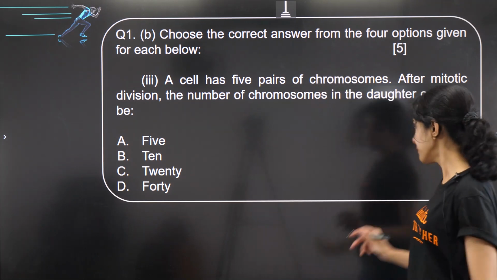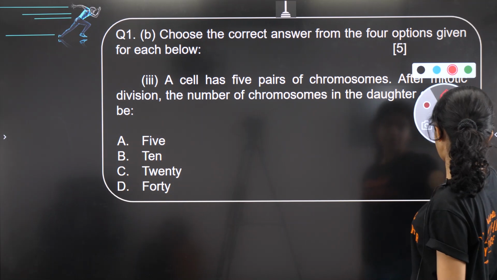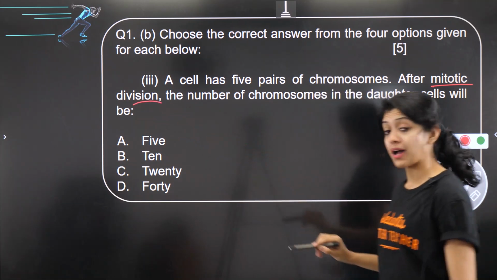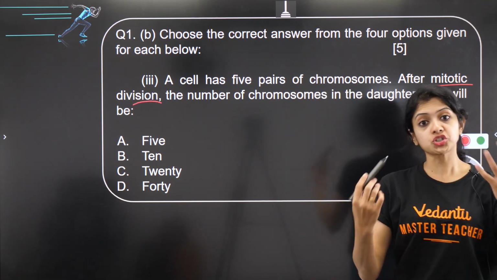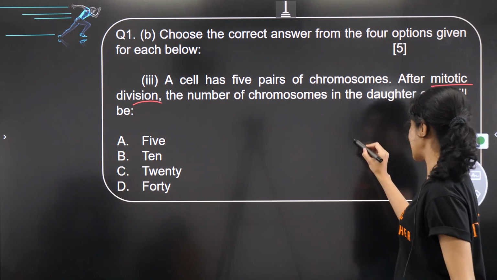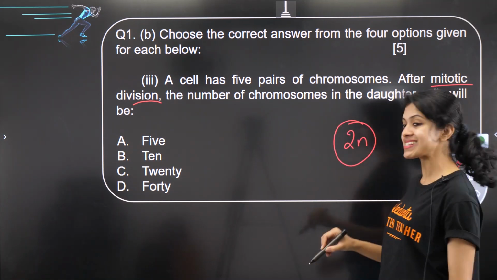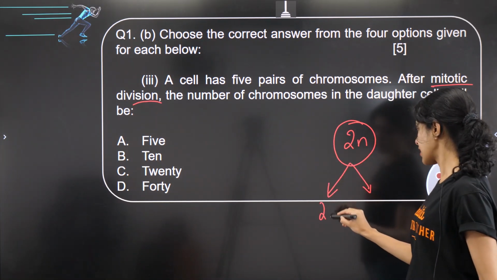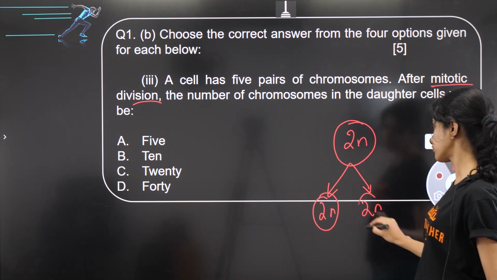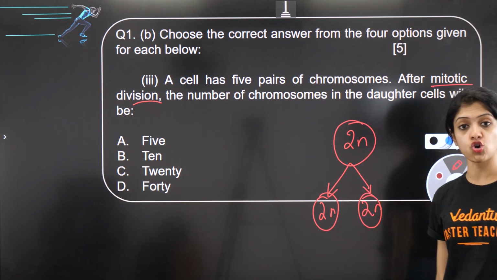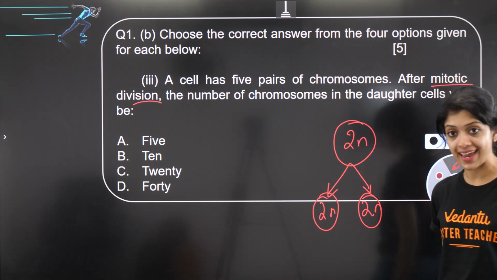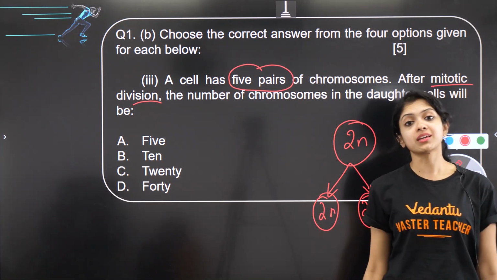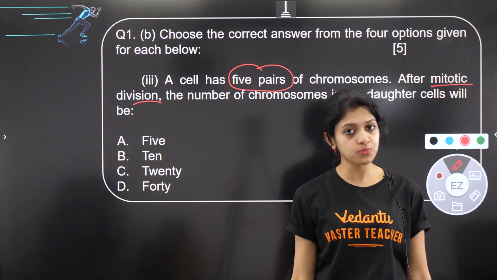Now remember, just in case you don't remember what happens in mitosis, we are talking about a mitotic division, right? Mitotic division is also called equational division, by which we mean that if the parent cell is diploid, the daughter cells would also be diploid. Equal number of chromosomes in the parent cells and the daughter cells. That is what mitosis is. So if the parent cell has 5 pairs of chromosomes, what do you think the daughter cells would have? How many chromosomes would they have?